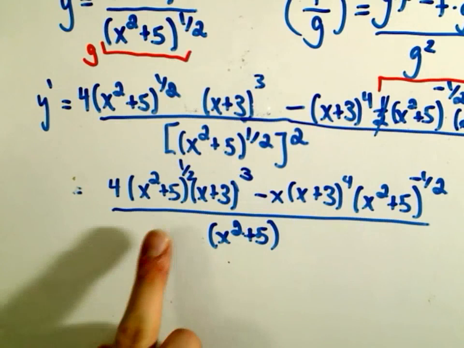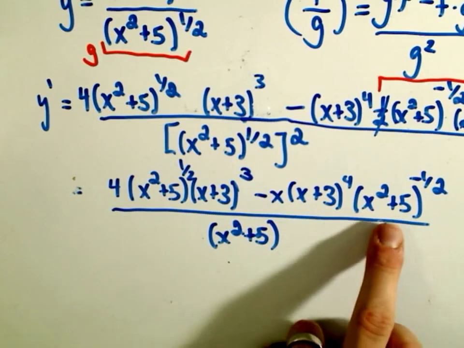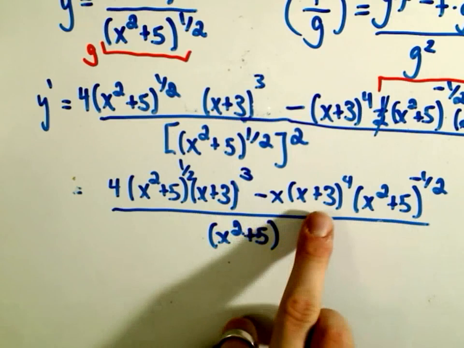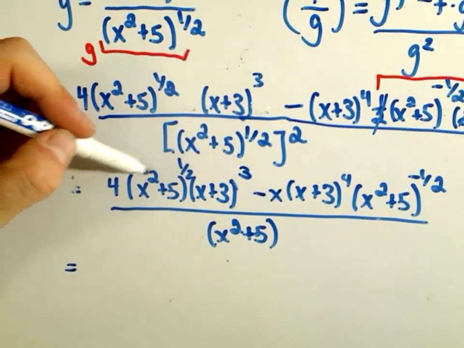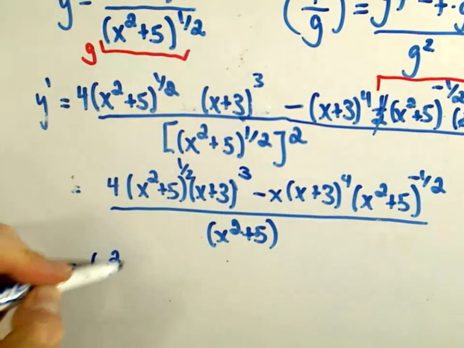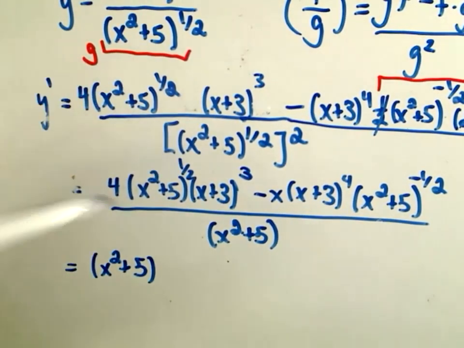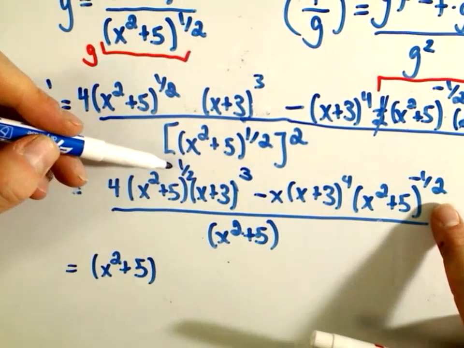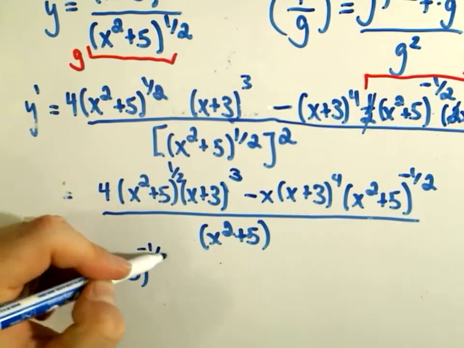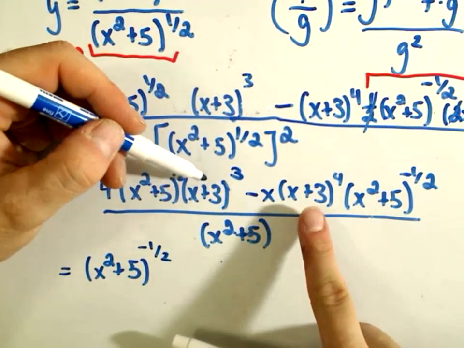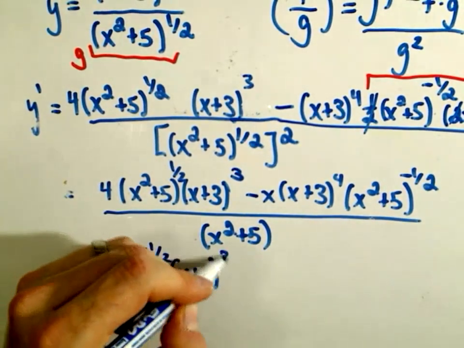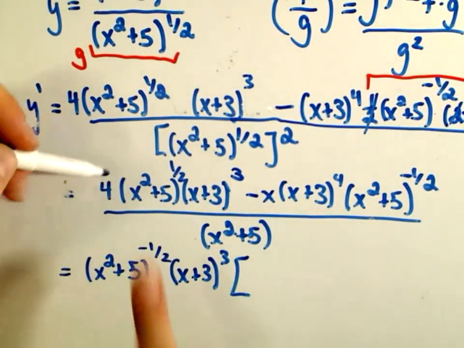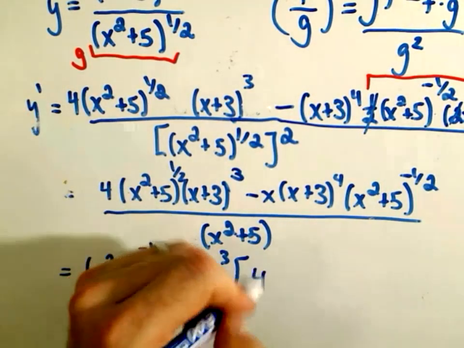Let's factor things out. Notice we have an x squared plus 5 and an x squared plus 5. Then we have an x plus 3 and an x plus 3, both in parentheses. Well, we can factor out the smaller of the two powers. So for the x squared plus 5, we can factor out the smaller power, which is going to be the negative 1/2. And then for the x plus 3 term, we can factor out the smaller power, which would be x plus 3 cubed. And then the inside, okay, we left the 4 alone, so it's going to go back inside.